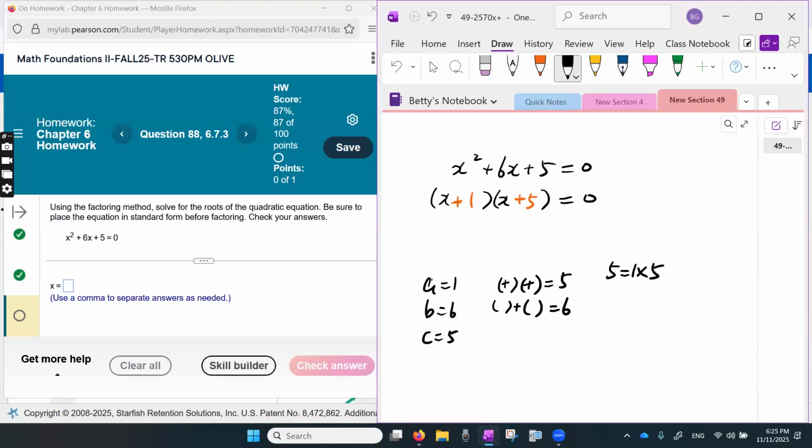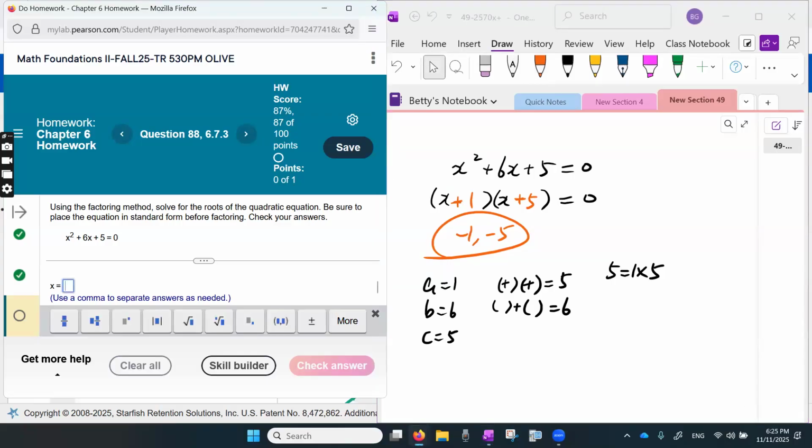It's not 2 and 3. Just be very careful. Sometimes the numbers look very similar. The opposites of the two integers are negative 1, negative 5, and those are the two solutions. Enter negative 1, comma, negative 5. Negative 1, first solution, negative 5, second solution, and done.